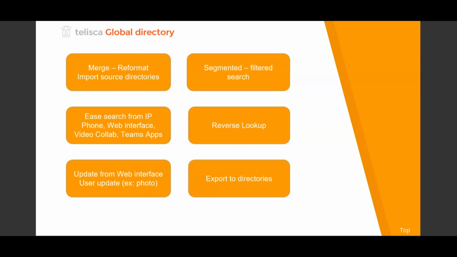We can also reformat the fields, and reformat directory numbers to have something consistent between numbers. But afterwards, it may also be useful to segment or filter the directory, because not everybody is allowed to see all the contacts. And maybe you can also protect some information, so not all the fields or columns are available for everybody. So that's also possible with Global Directory.